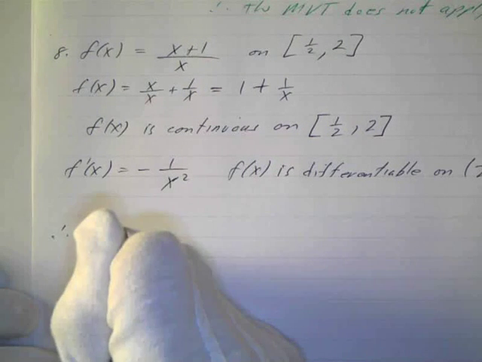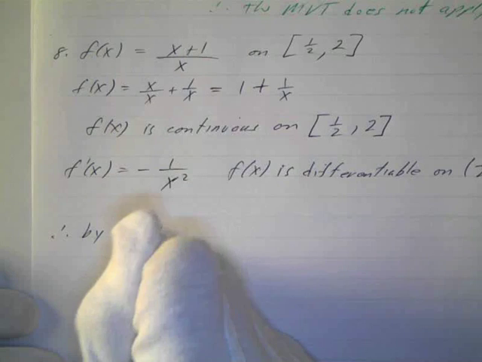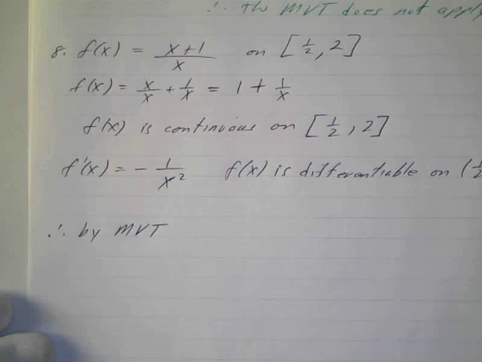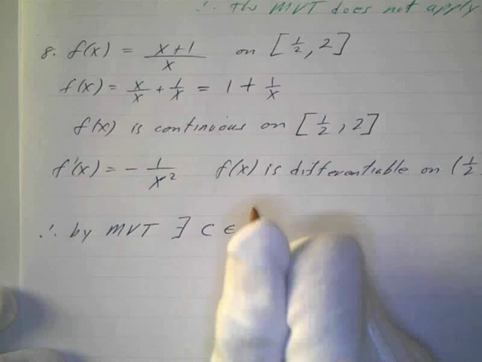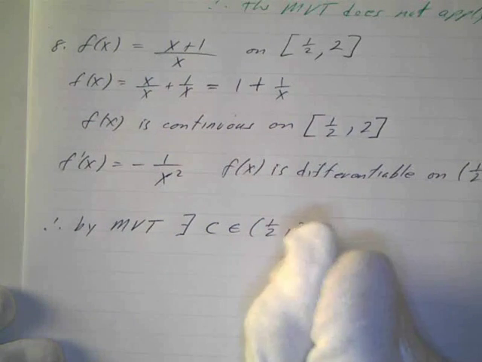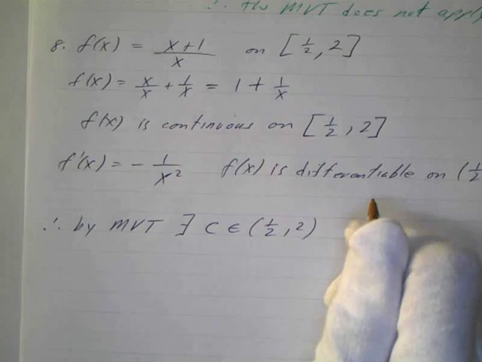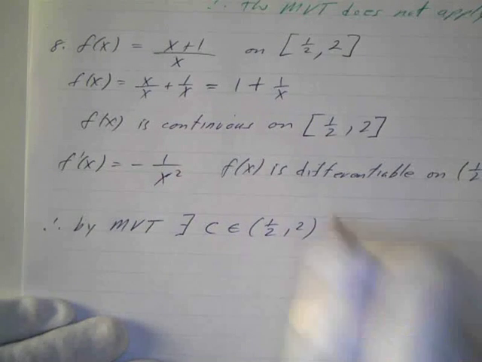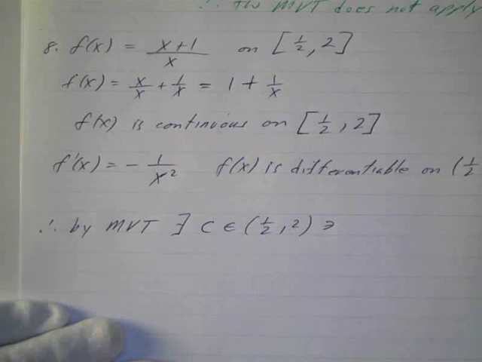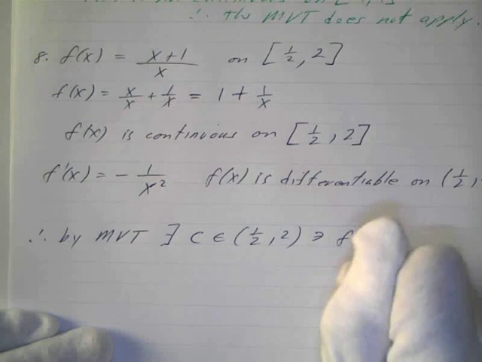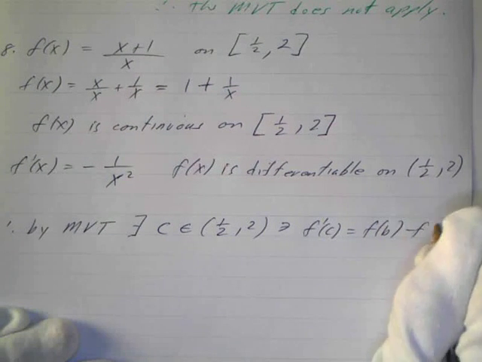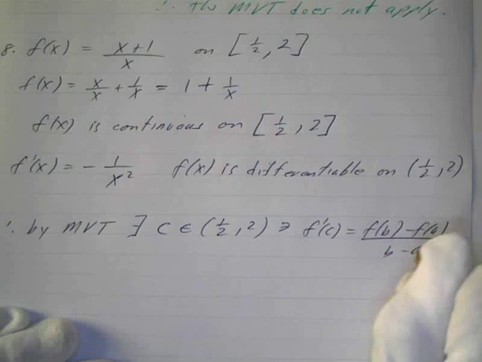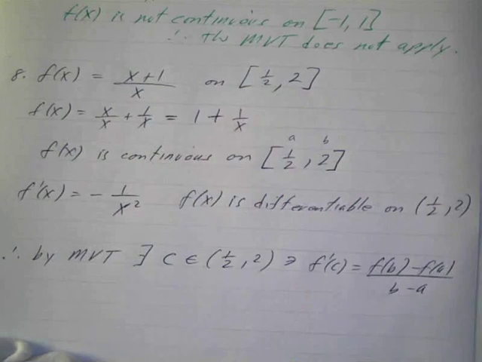So therefore, by the mean value theorem, I didn't write this on the first couple of problems, but I probably should have. Therefore, by the mean value theorem, there exists some c that belongs to the open interval 1/2, 2, such that, and these are abbreviations, f prime of c equals f of b minus f of a all over b minus a, and there's our a and our b right over here.